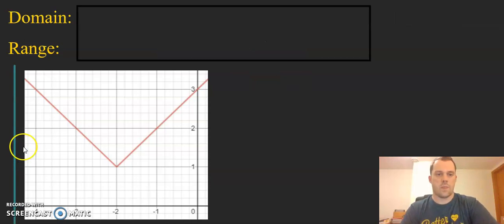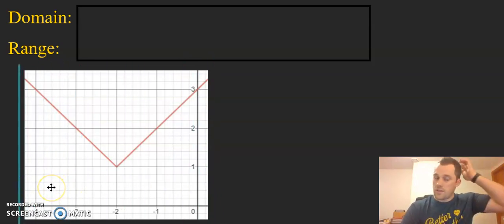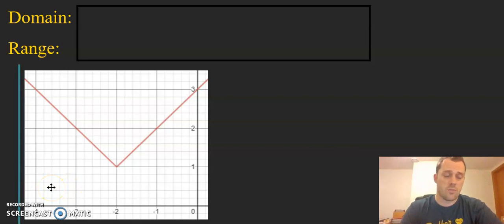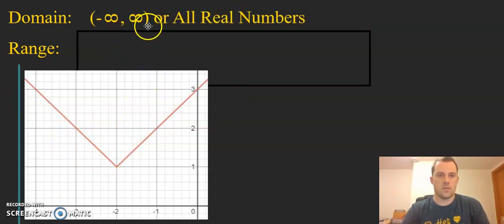So our first example here, we've got an absolute value function. For our domain along our x-axis, sometimes it's nice to go along our x-axis with a vertical line here. Our graph goes from one end of the image to the other. So that's typically what your calculator is going to show. It's not going to give an arrow at the end of the screen. It's just going to continue on. So we know this goes forever to the left and to the right. So our domain is going to be from -infinity to infinity. We have to use parentheses, or we can say all real numbers.